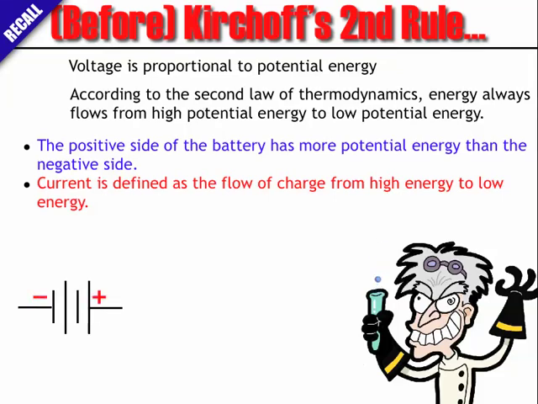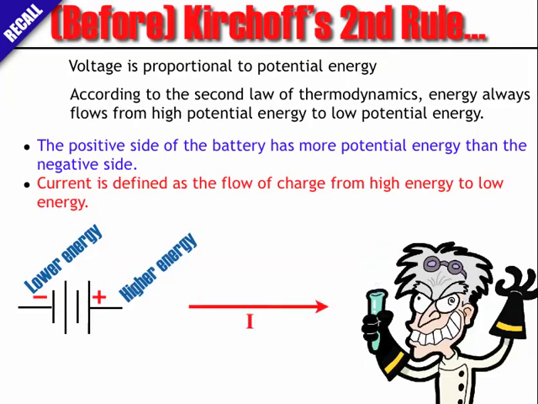Now if I look at a battery, this is my symbol for the battery. The long vertical line is the positive side of the battery, the short vertical line is the negative side of the battery. In terms of energy, the negative side is a lower energy than the positive side. We define current as the flow of energy from high energy to low energy. So current is represented by the capital letter I, and it's a flow of energy, which happens to correspond to the flow of positive charge in order to make this work.